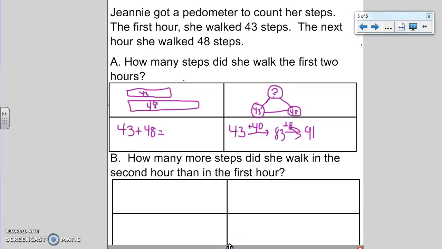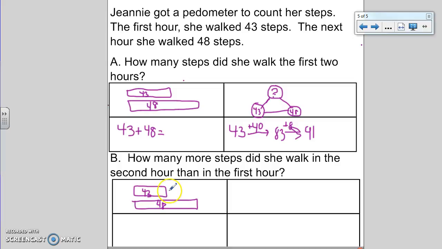So something that I know is that we're trying to find out how many more, so we're comparing. So I can use the same tape model that's up here. I want you to go ahead and draw it this time. So the first hour she walked 43. In the second hour she walked even more. She walked 48. Draw your tape model.